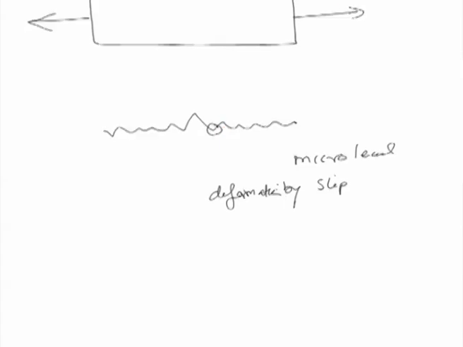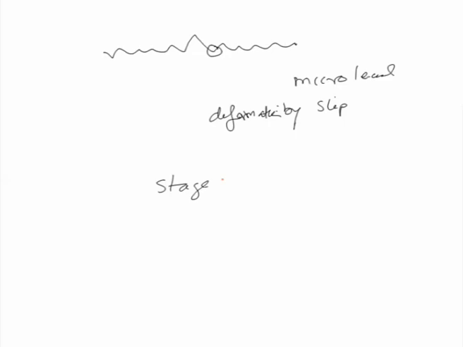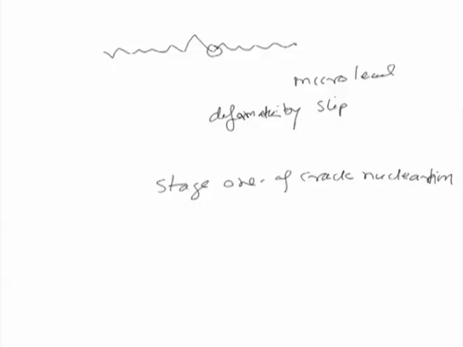So, the important thing: when the load fluctuates, the micro level deformation occurring by the slip near the surface layers will be leading to the development of the crack. So, the number of load cycles required for development of this crack will be constituting the stage 1 of crack nucleation. So all those factors that help in reducing the micro level deformation by slip at the surface will be delaying the stage 1 if the surface is smooth. So this is the case when the surface is very smooth.